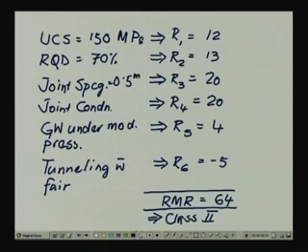Now, before I quit this example, let me take a few minutes to illustrate what I mean by a fair joint condition. Let us say you have got a tunnel alignment like this.